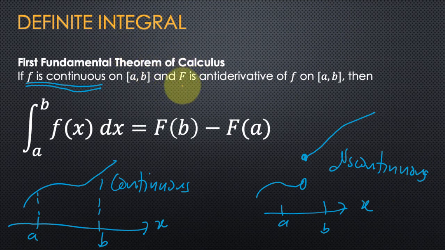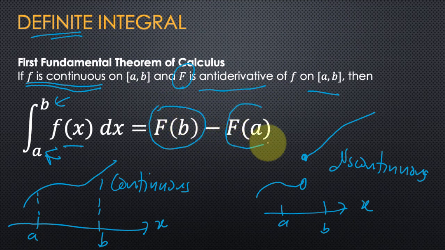And capital F, which is the antiderivative of f on [a, b], then the definite integral, because you have the limit now from a to b of the function, is equal to the antiderivative, substitute b, minus antiderivative, and you substitute a.